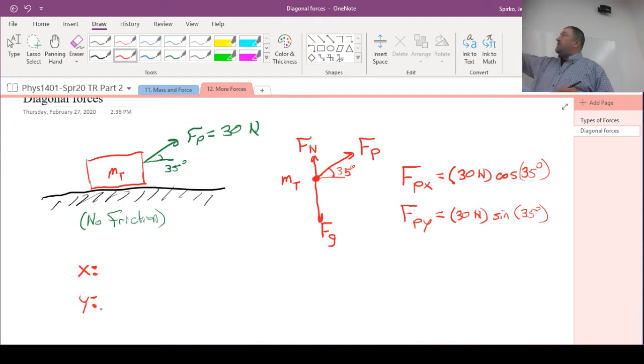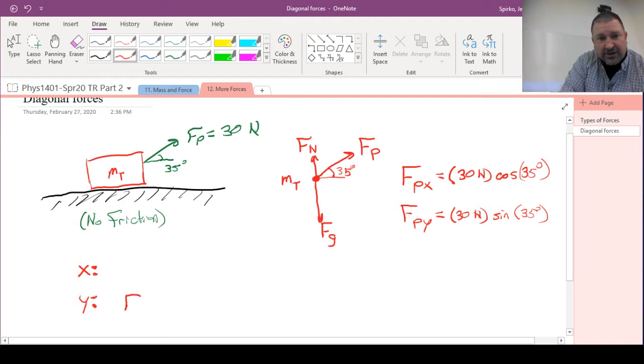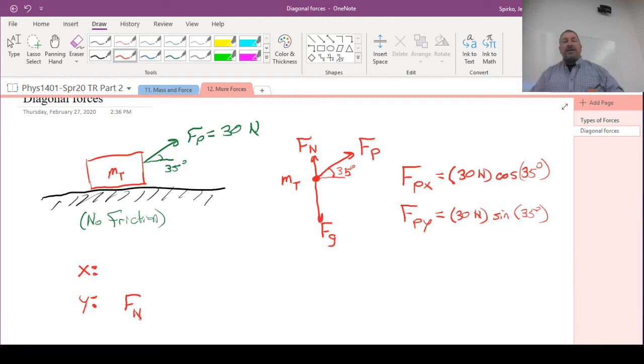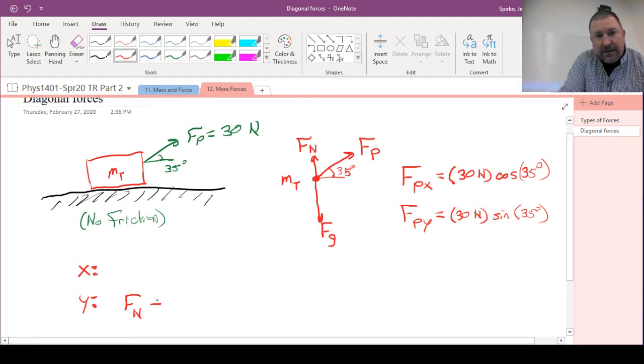Another way to do it is to go through my forces and say, okay, for that normal force, is it in the x or the y direction? It's in the y direction. So I'm just going to put normal force in the y equation. And then another cardinal force is gravity. It's downward. So I think, is it in the x or the y direction? I put it in the y direction, minus Fg.